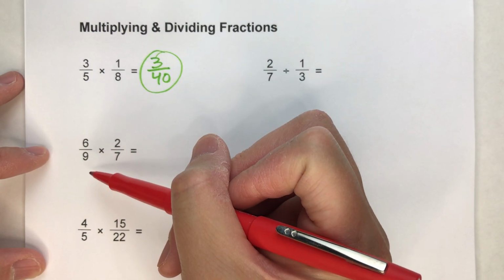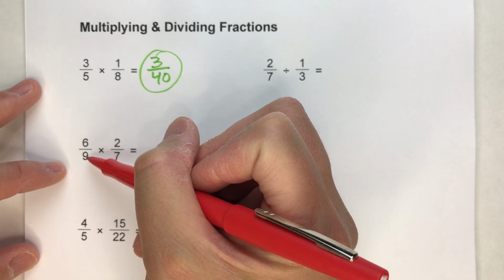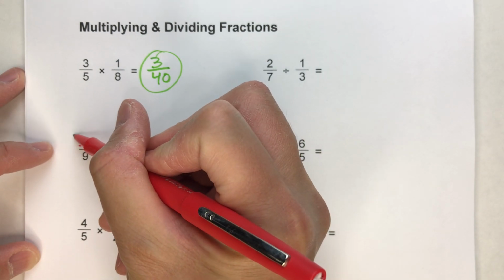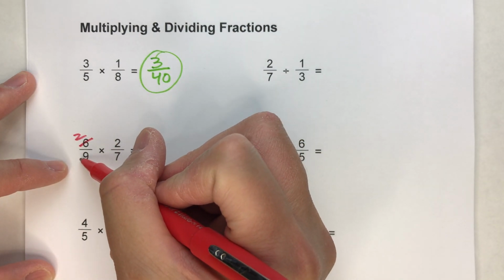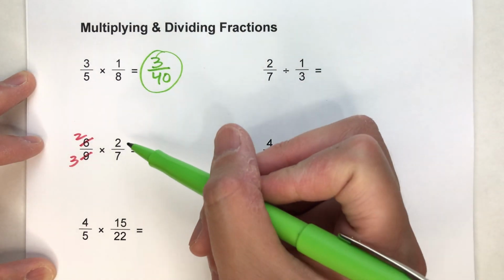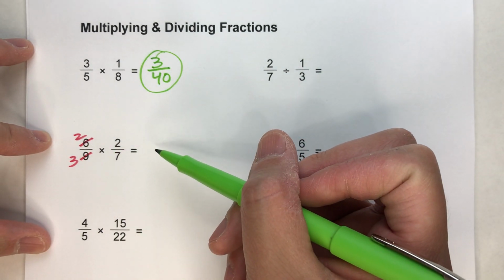Alright, so right here you got 6/9. I know 3 goes into both 6 and 9. So I can reduce this fraction here. 3 goes into 6 2 times, and 3 goes into 9 3 times. So that fraction reduces to 2/3. And 2/7 I can't reduce. So now I can multiply much smaller numbers.